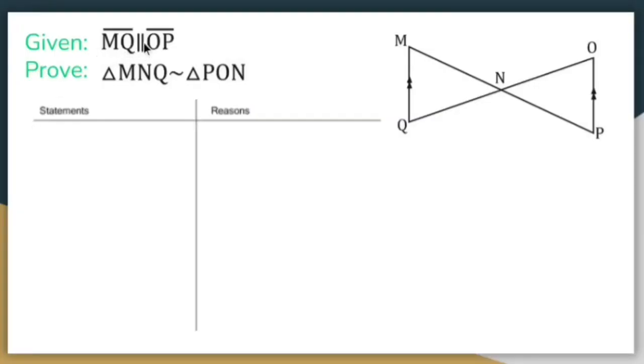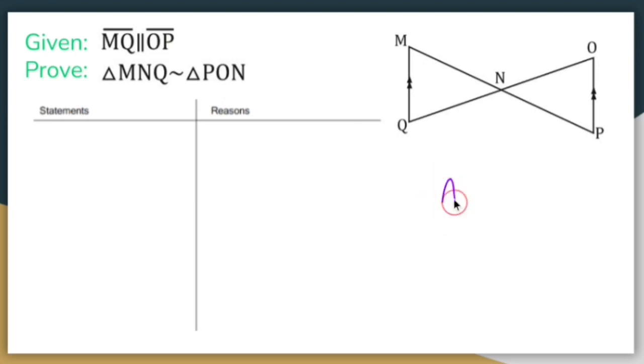Given MQ is parallel to OP, so MQ, OP, I need to prove that MNQ is similar to PON. This is similar. Remember, similar is not congruent. It can be, but it's not. Okay, so with congruent, we had like SSS, SAS, ASA, AAS, HL, HA, LL, LA, and you're like, well, which one should I use? Not so many.